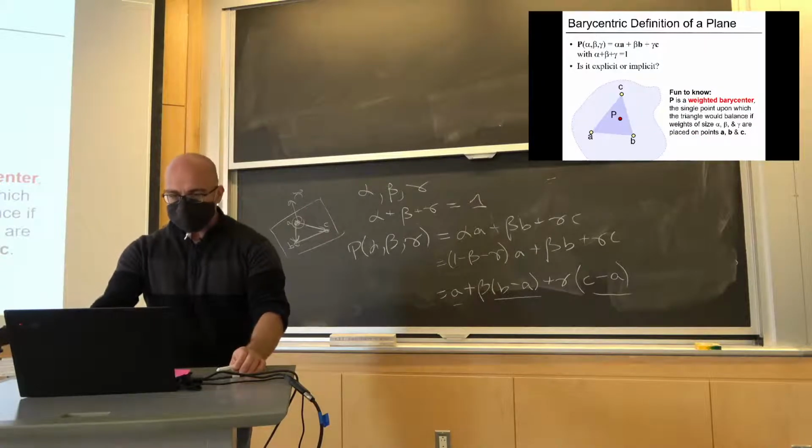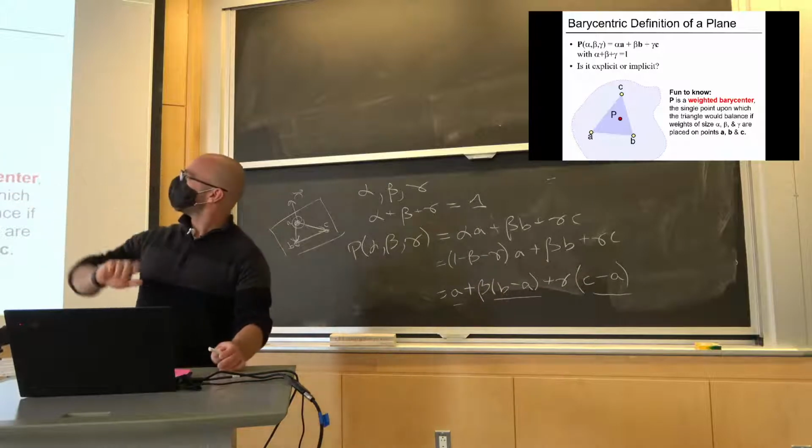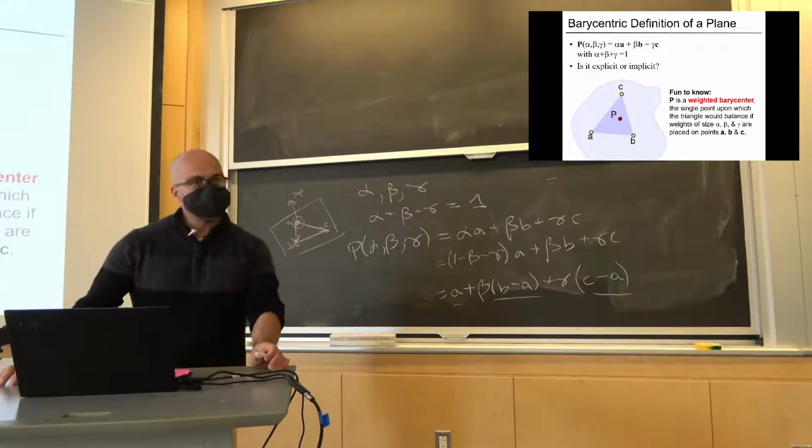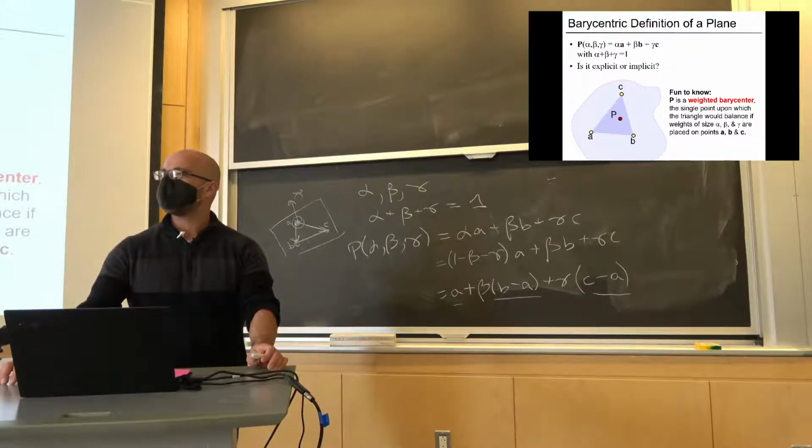So quick question. Here we have a function from alpha, beta, gamma to our point P. If you remember our terminology from our previous lecture, would we call this an implicit or an explicit definition of a plane?